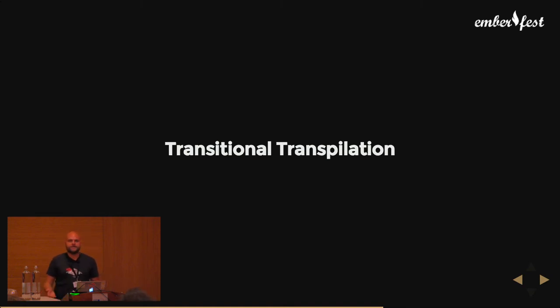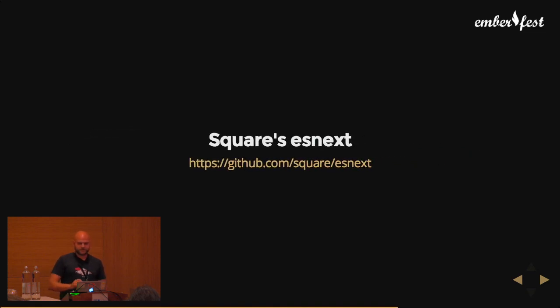So the idea of what we can do here with ES6, the upcoming JavaScript standard, is we can actually transpile those new syntaxes and those new features into syntax that is compatible with today's browsers. So in the context of Ember CLI today, that means ES6 modules. But in the very near future, that might mean additional ES6 features. And you can actually start doing this today with Square's ESNext project.